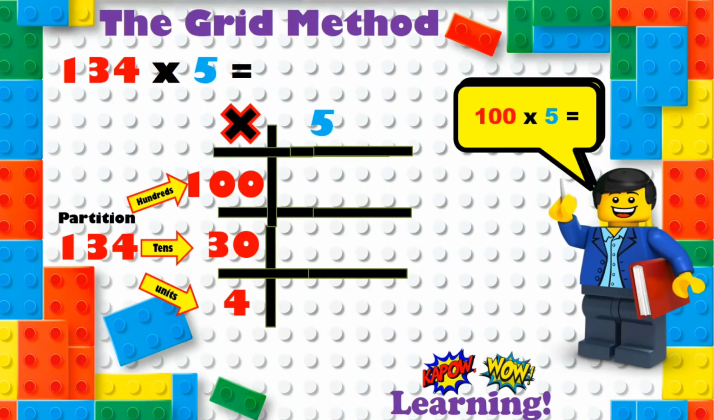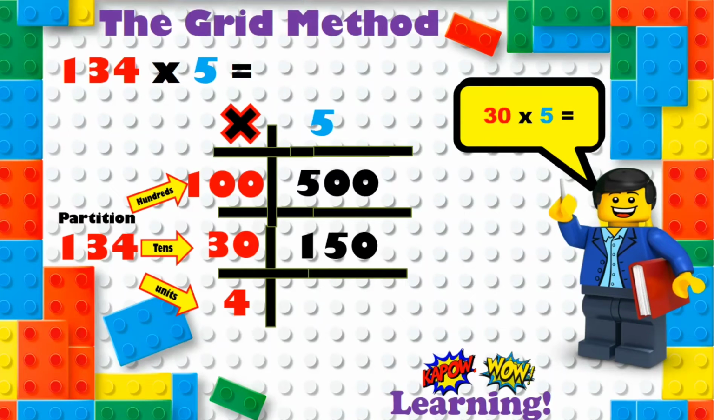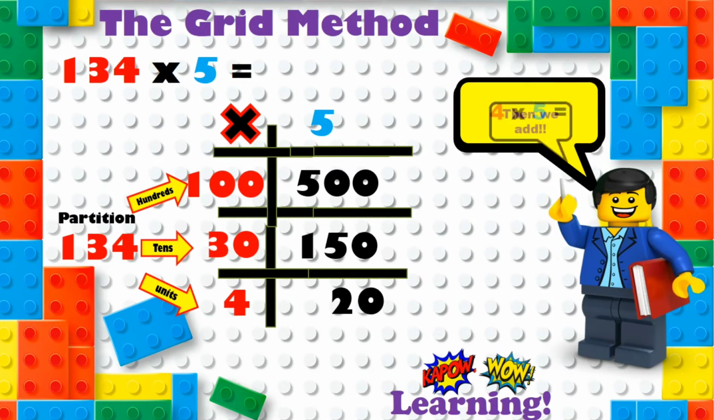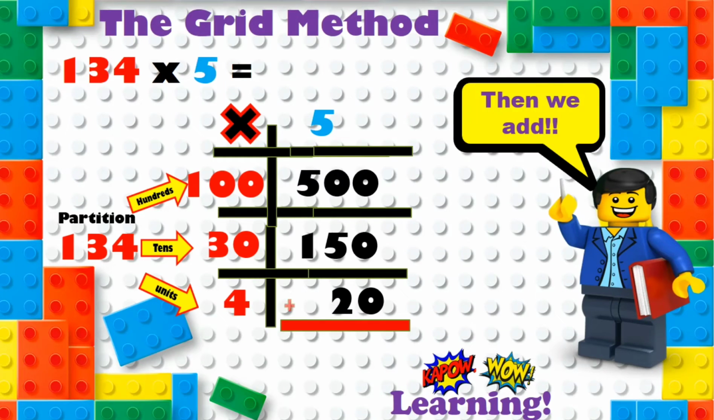Okay, now we do 100 multiplied by 5, which is 500. Next, we're going to do 30 multiplied by 5, which is 150. And next, we do 4 multiplied by 5, which equals 20. Now, what we do next is we then add them. So we're going to add them now.